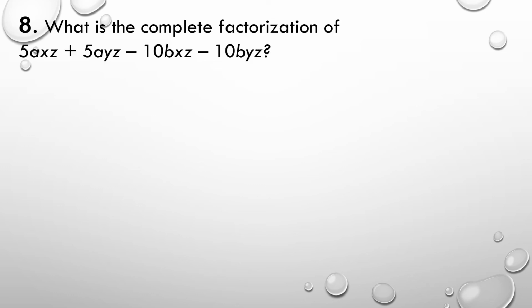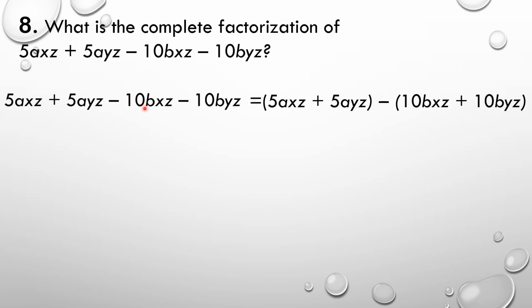Number 8, what is the complete factorization of 5axz plus 5ayz minus 10bxz minus 10byz? Our answer is by factoring by grouping. So let us group 5axz plus 5ayz as one group, and then negative 10bxz minus 10byz, that will be minus the quantity 10bxz plus 10byz. And then let us get the common monomial factor for each group.